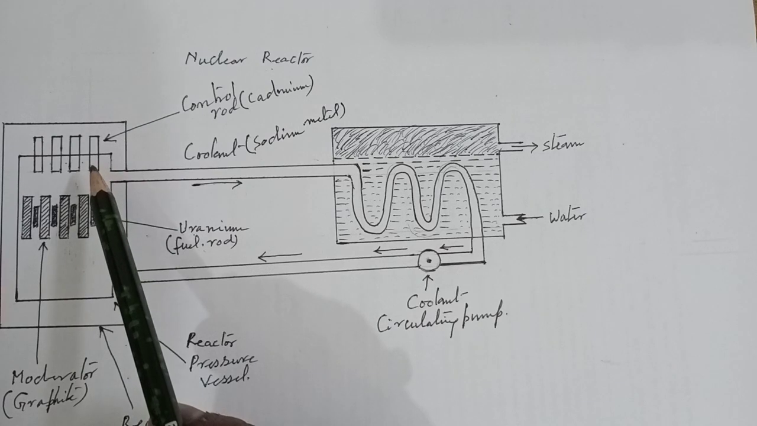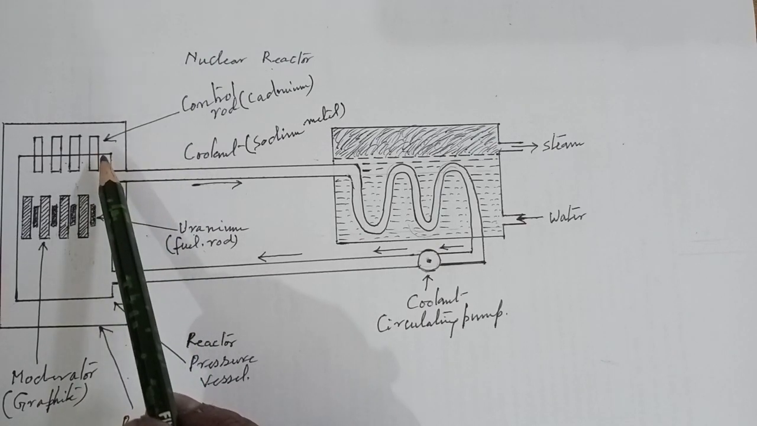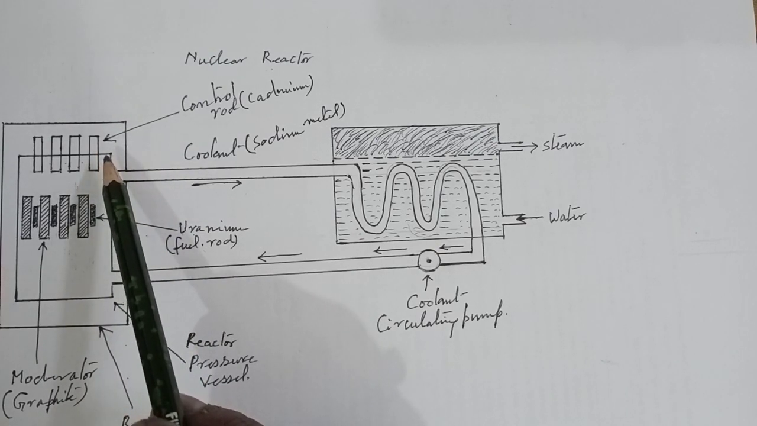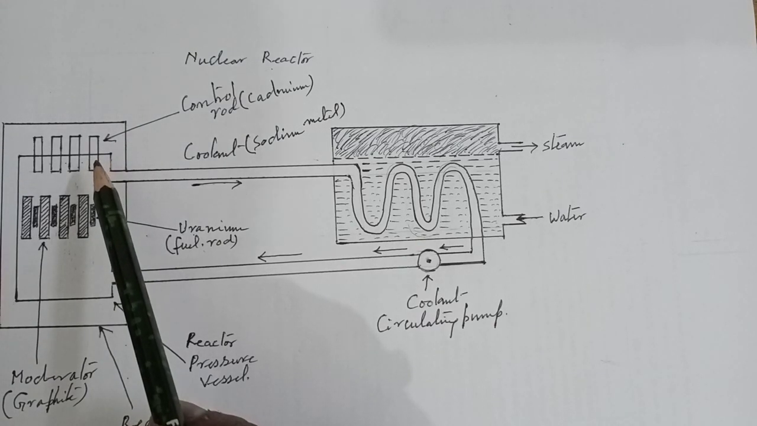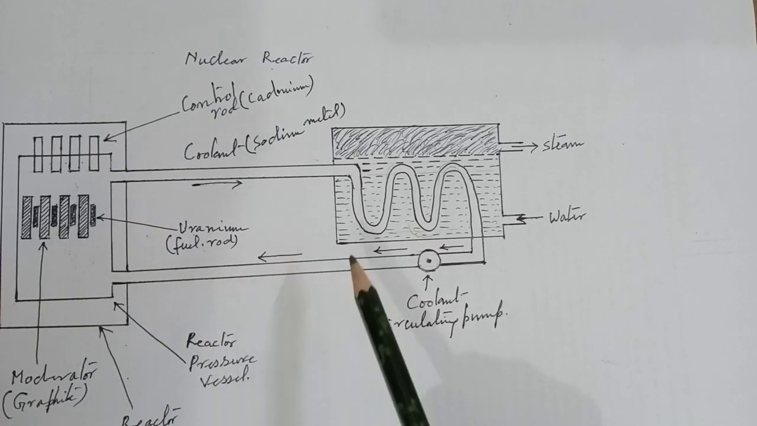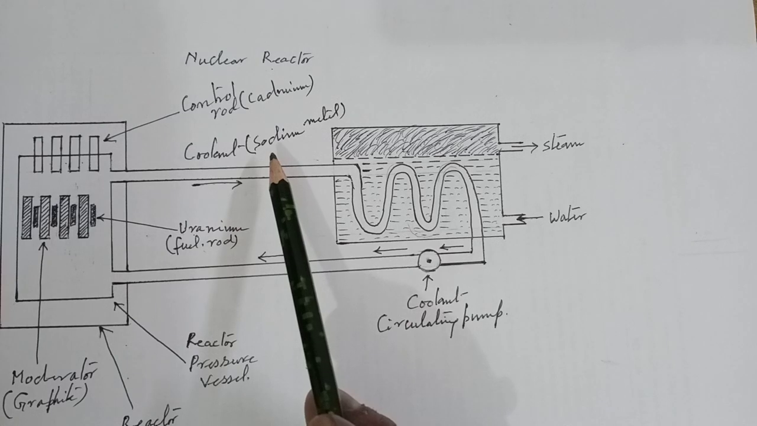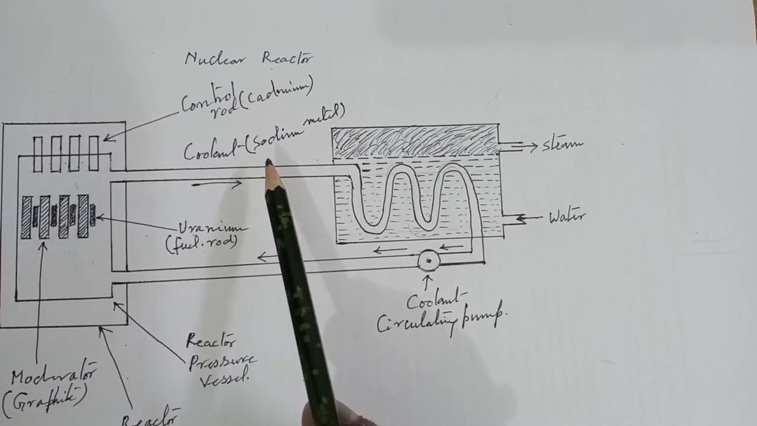In actual practice, the lowering or raising of control rod is accomplished automatically according to the requirement of load. The heat produced in reactor is removed by coolant, generally a sodium metal. The coolant carries the heat to the heat exchanger.